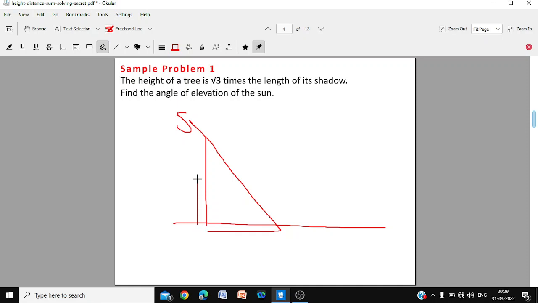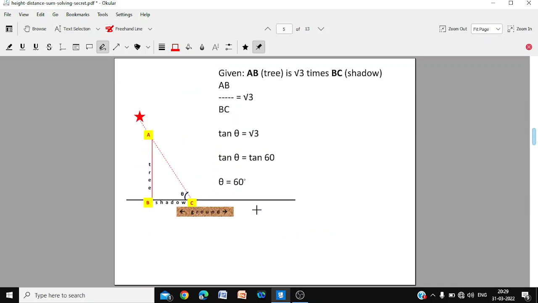So this is the height of the tree, this is the shadow, and it says that the tree is √3 times the shadow. And we have got a right angle triangle with this one as the angle of elevation. Say supposing this is theta. Now let's see. So we have the sun and the light coming here. This is the shadow and this is the tree.